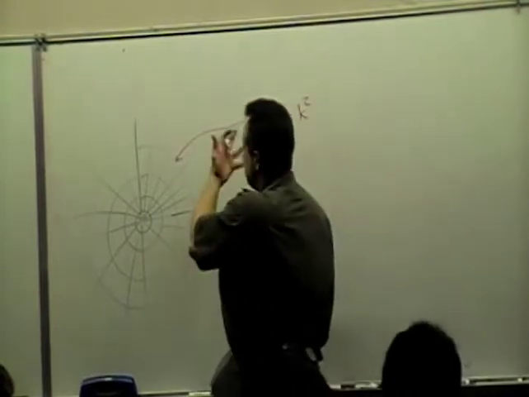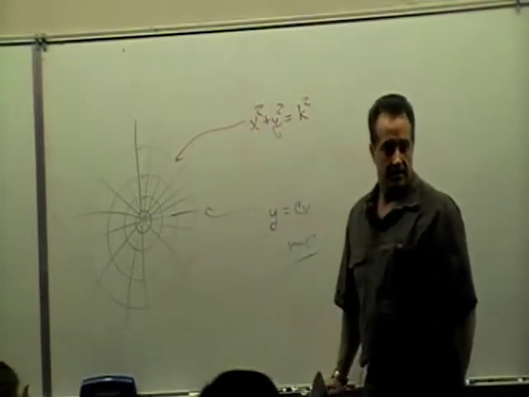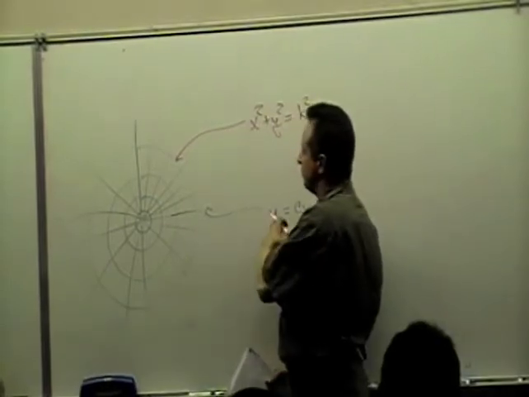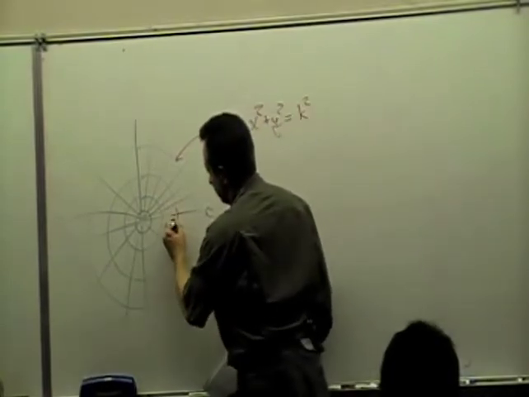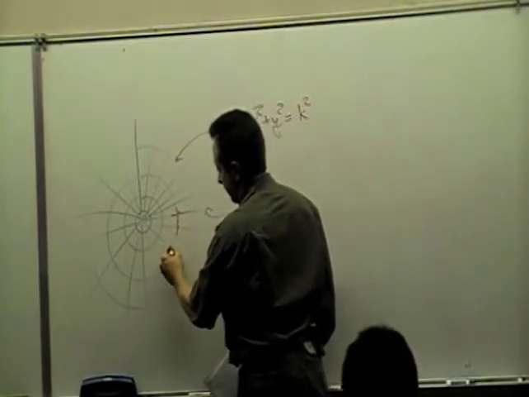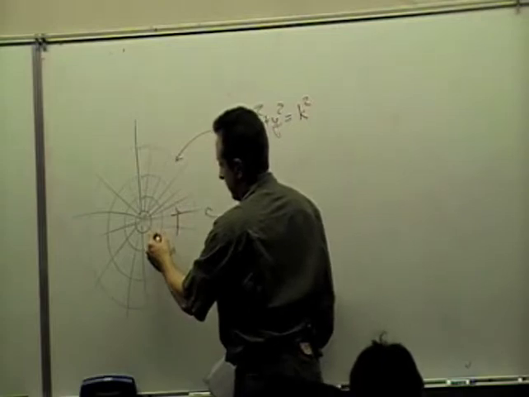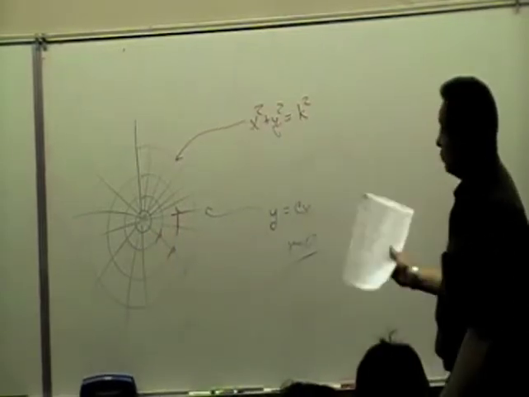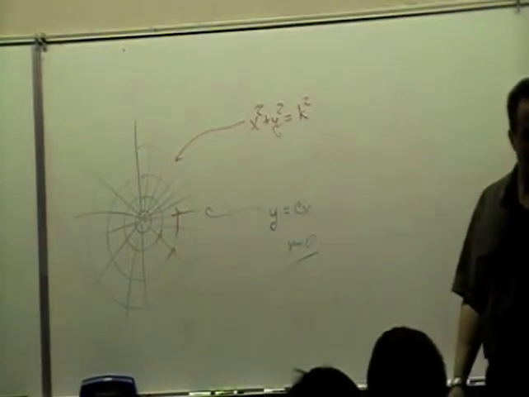Well, these two families can be orthogonal trajectories of each other, meaning that wherever the lines cross the circle, they're perpendicular, everywhere. Does everybody understand that? So you would say that those two families of curves are orthogonal trajectories of each other.